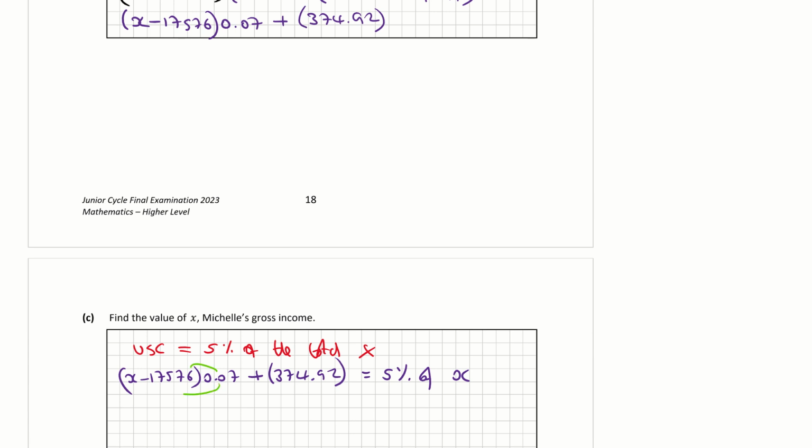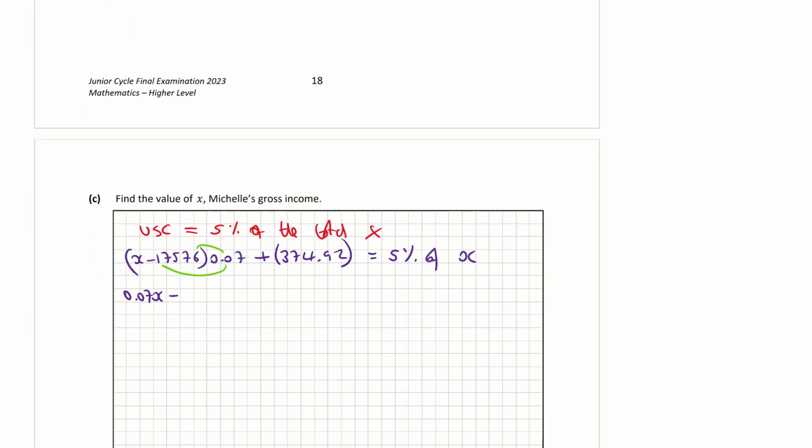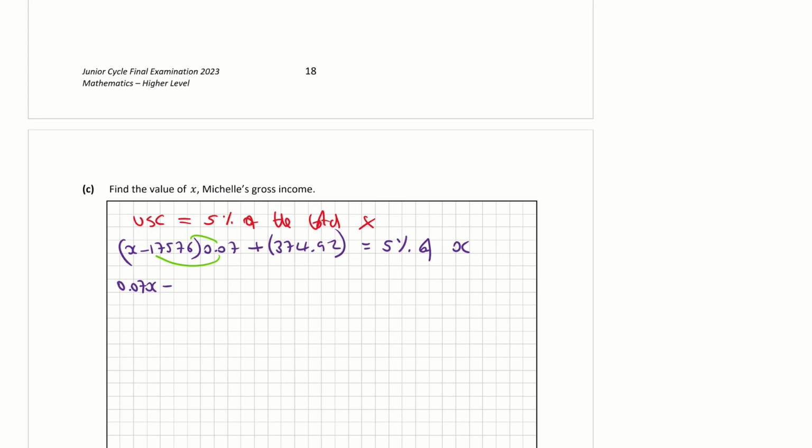If we multiply in this 0.07, we get 0.07x minus 17,576 by 0.07 is 1230.32. Then we add on this amount, the 1.5 and the 3.5% of USC, and that's equal to 5% of x. Now 5% of x is the same as going x multiplied by 0.05, same way we've done this whole question.